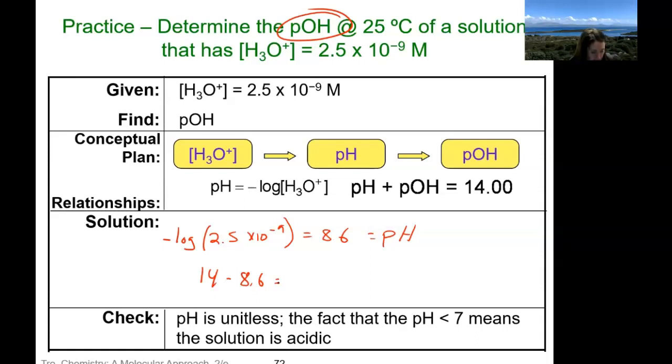I can put things in my calculator correctly. You should get about 5.4. My sig figs are one off, but that's okay. And this is our pOH.